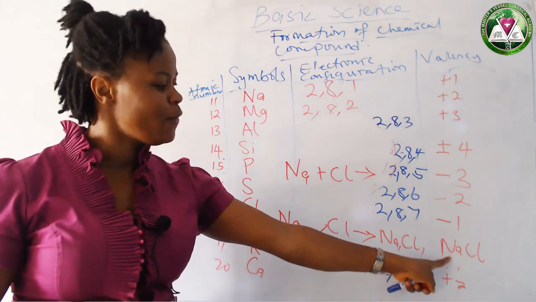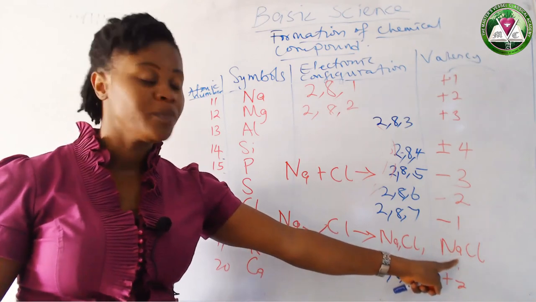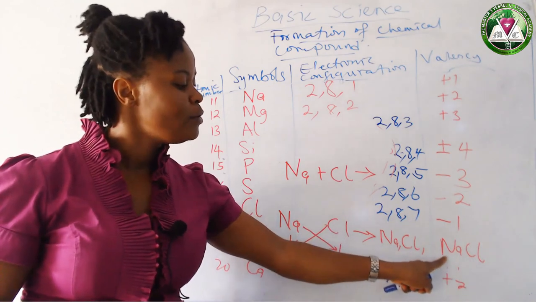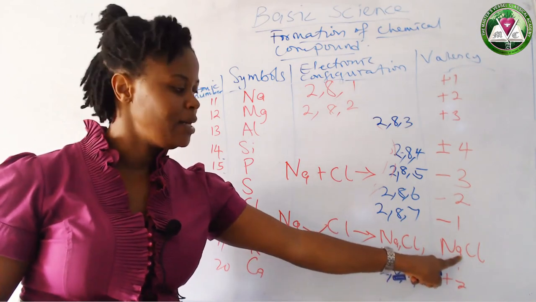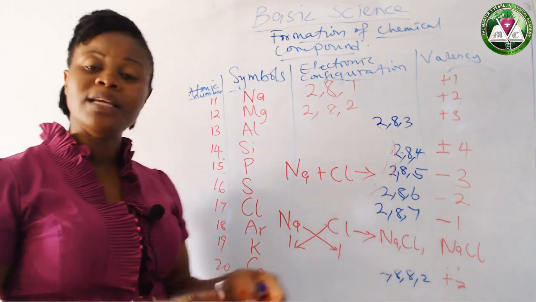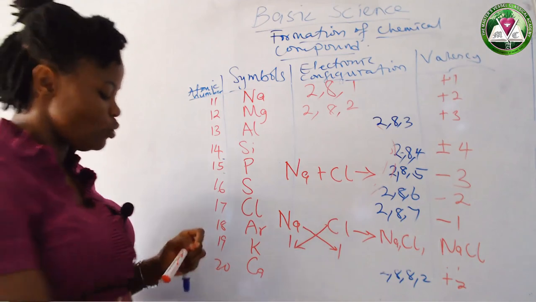Some of you may say 4. No, it's not 4. Remember that Na is for sodium, Cl is for chlorine. Okay, so you have sodium, one element, chlorine, another element, combined together to form this chemical compound. Is that okay? Let's try more.